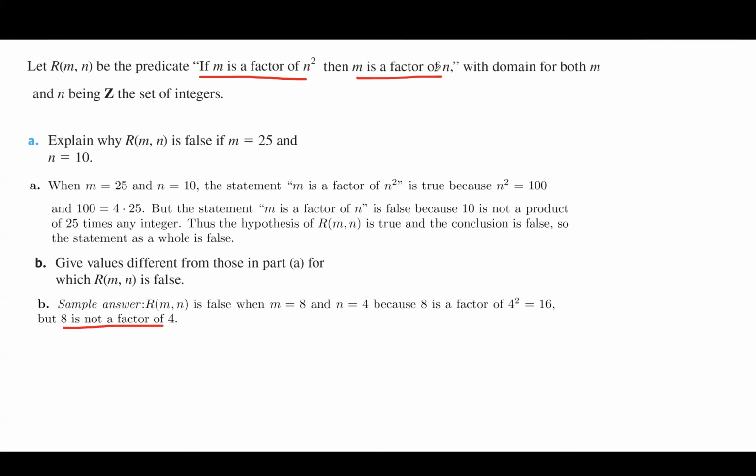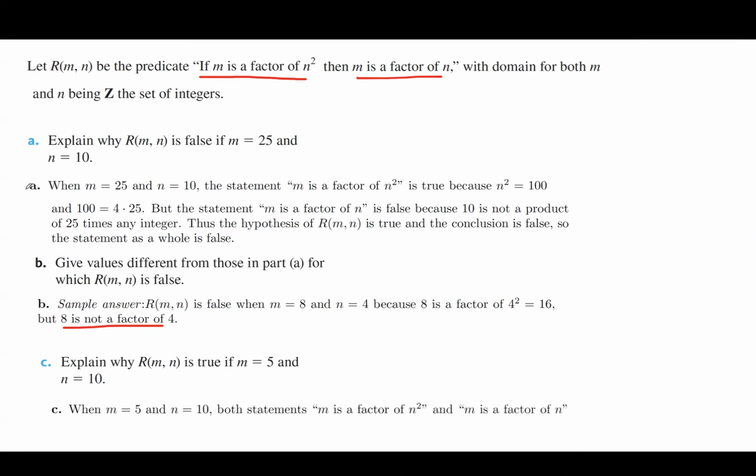This statement can have true values as well. Like what? If I plug in 5 and 10, indeed 5 is a factor of 10 squared or 100, and 5 is a factor of 10. There is no issue there, but since you can find counterexamples, the values that make this statement to be false, this statement in general is not a true statement.